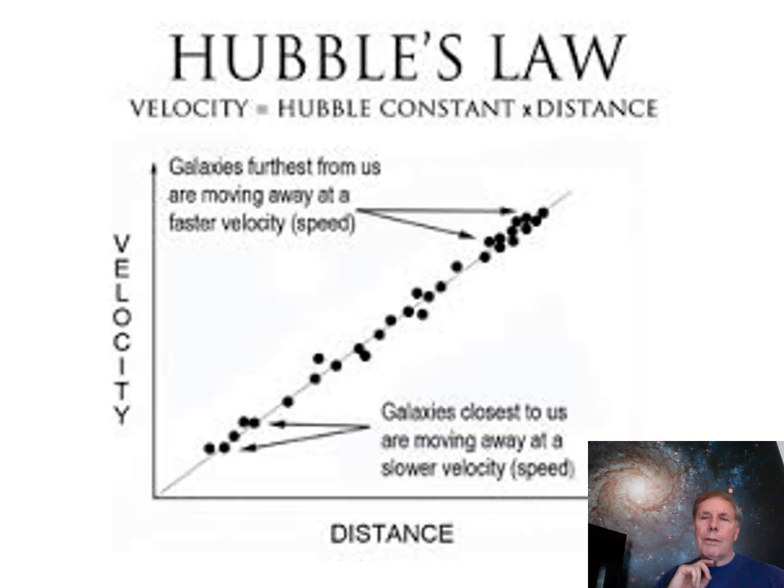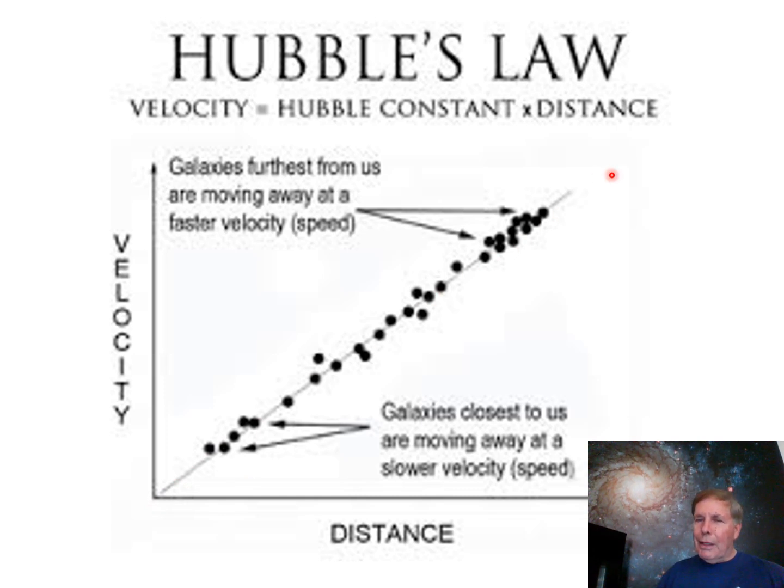Here it is. This is momentous back in the 20s when it was created because it changed the whole universe. It said, look, if we plot the velocity of a galaxy moving away from us versus the distance of the galaxy, we get this interesting straight line.